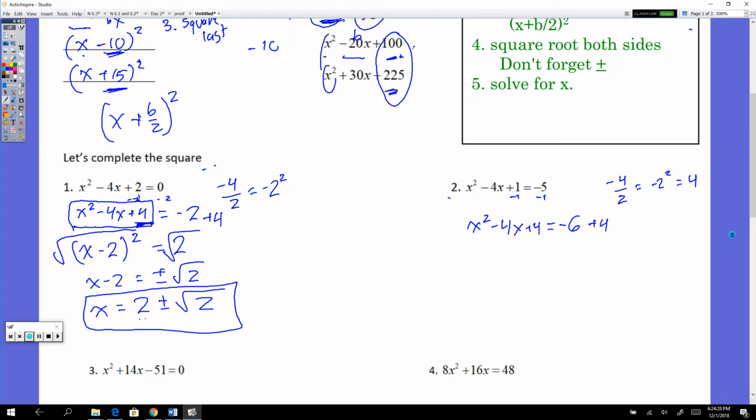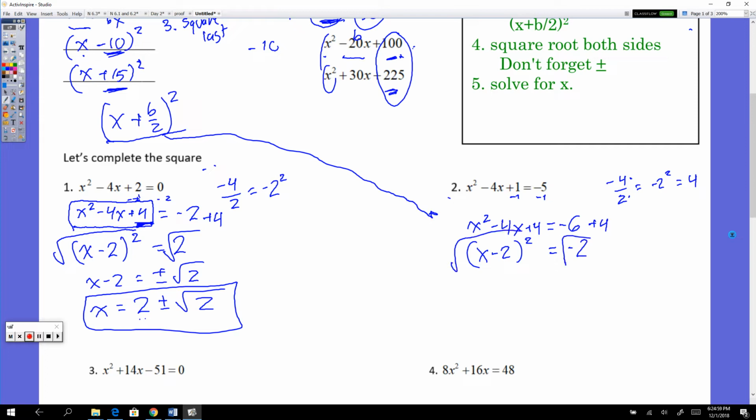So when we do that, the x squared minus 4x plus 4, we're going to turn that into the square of a binomial. Remember, the square of the binomial is going to look like this format, x plus b divided by 2 squared. So we said that b divided by 2 was negative 2, so this is going to become x minus 2 squared equals, and then negative 6 plus 4 is equal to negative 2.